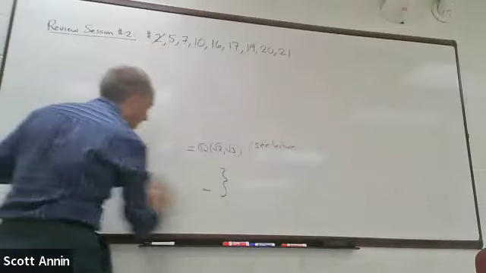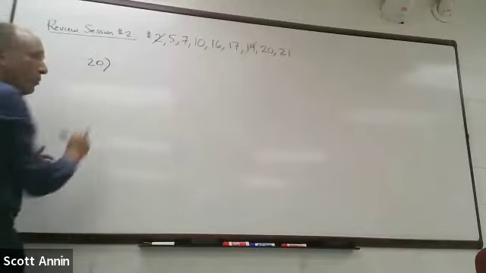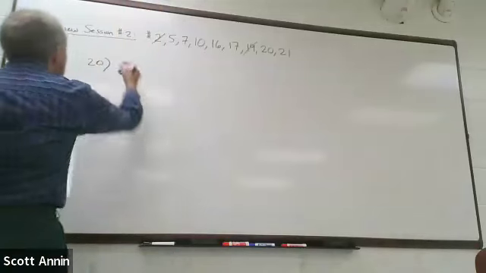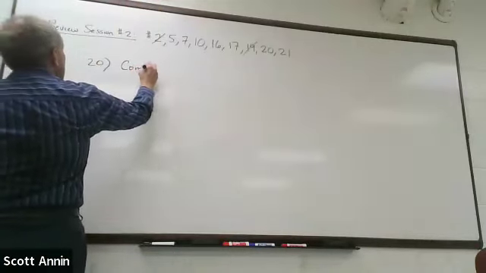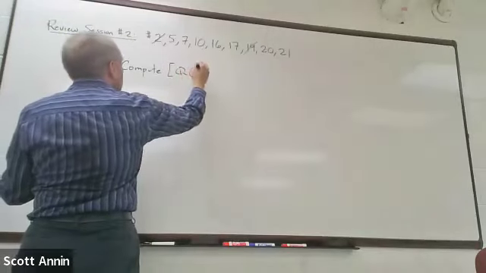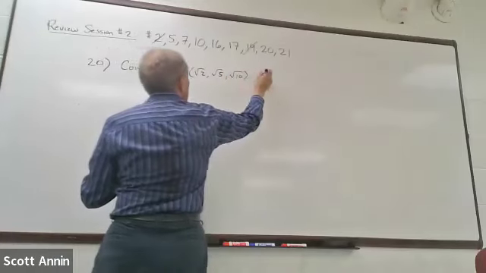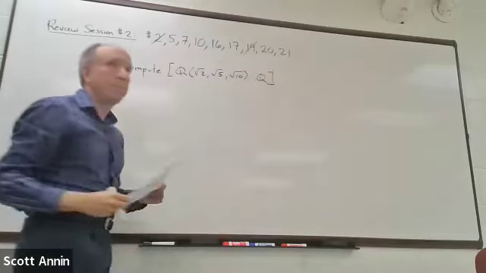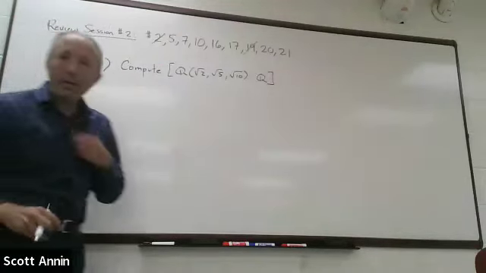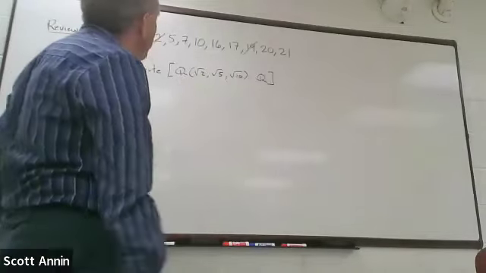Let's do number 20. We're on a roll with the field theory, so I think I'm going to keep going with it. Let's compute the dimension of Q adjoin radical 2, comma, radical 5, comma, radical 10 over Q. So in this case, again, we're going to try to use the Tower theorem, I think.